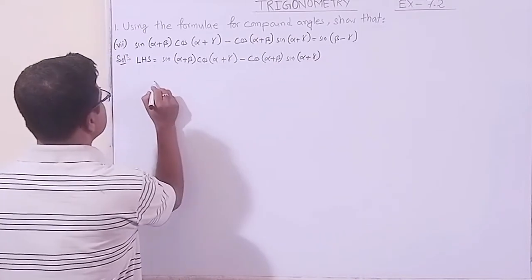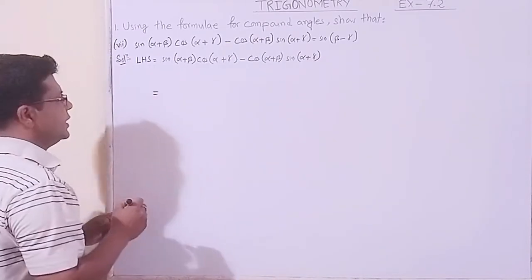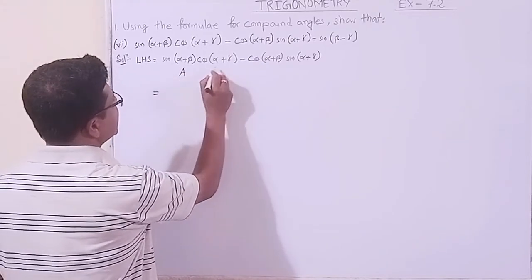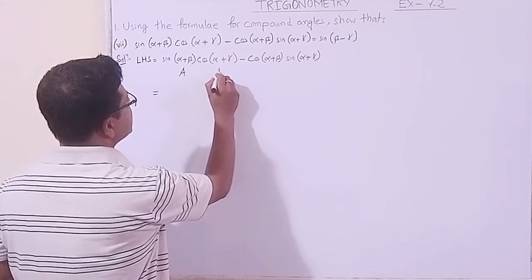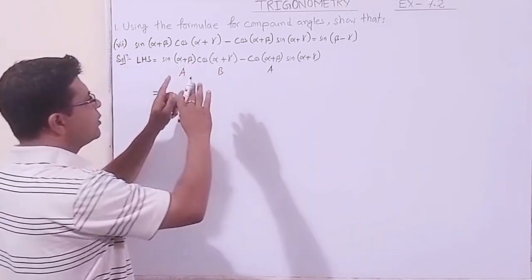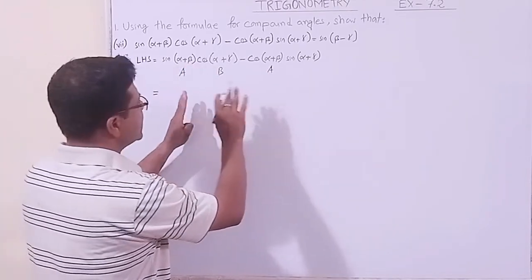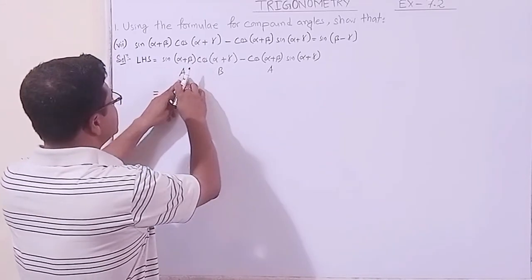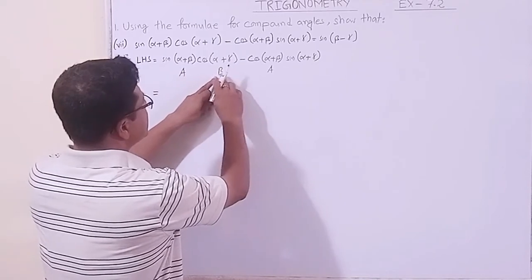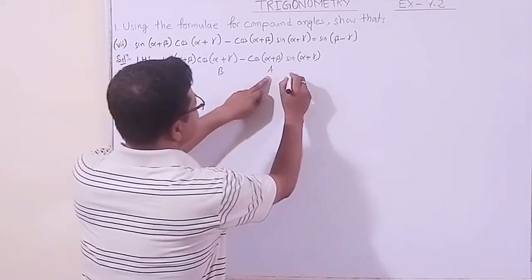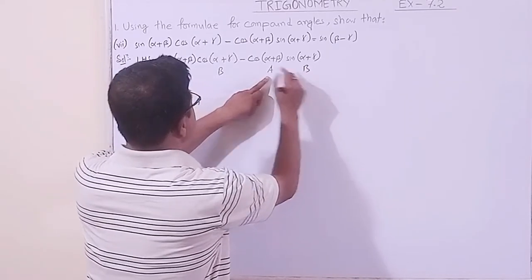Okay, we have written the left hand side. Now here you see, if we write like this, if alpha plus beta is A and alpha plus gamma is B. Just for understanding I am writing, do not write like this in exam or in the solution. Alpha plus beta is A, alpha plus gamma is B.